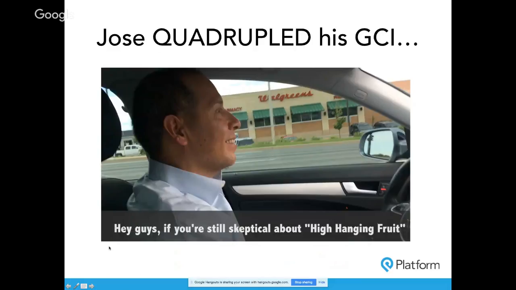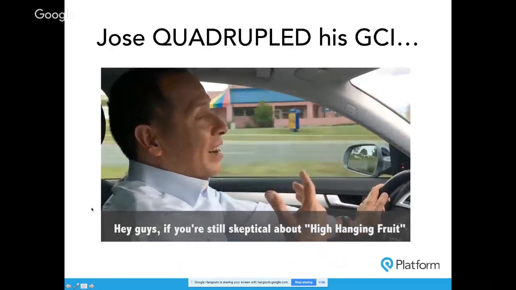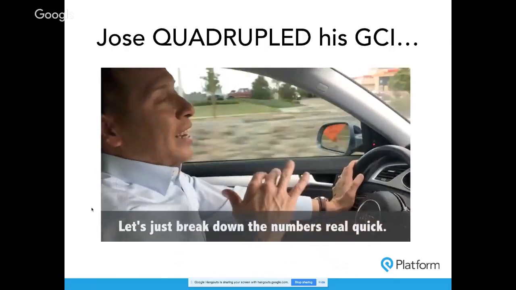So here's a quick video of Jose. He didn't just double his business. He didn't just triple his business. Here's an example of someone who actually quadrupled his GCI. So he actually quadrupled his business. Again, if you want results like Jose, go to www.platformmarketmap.com.